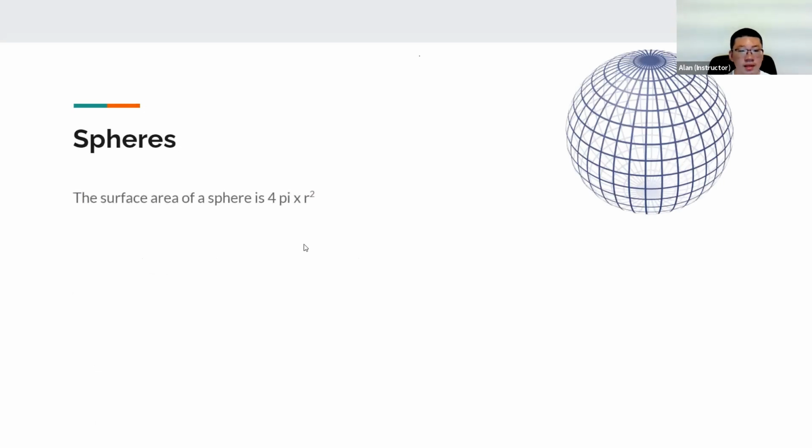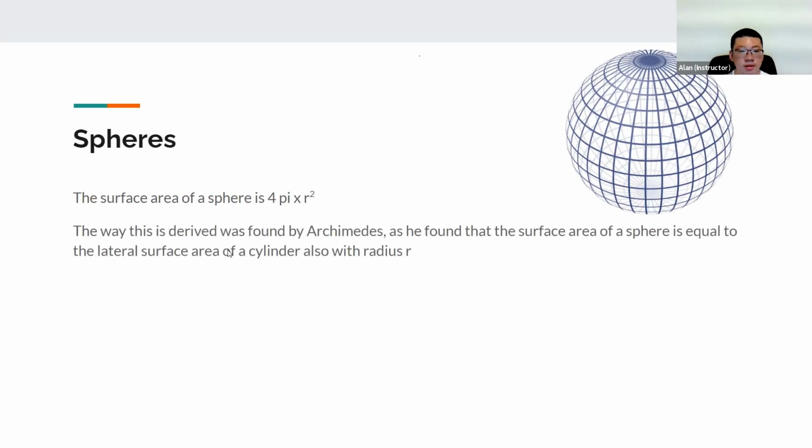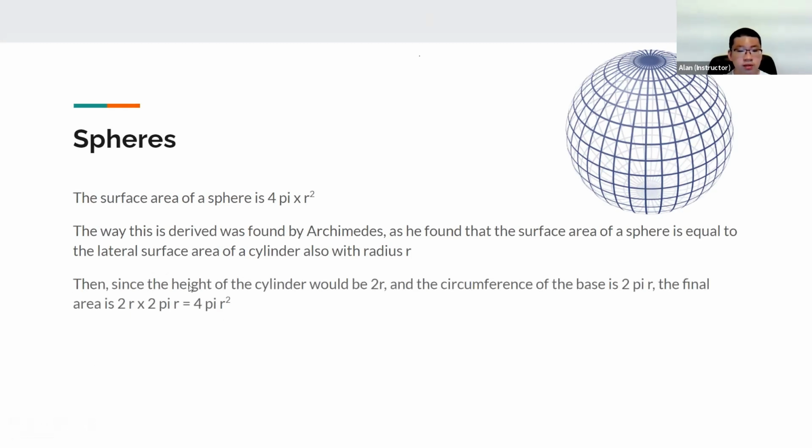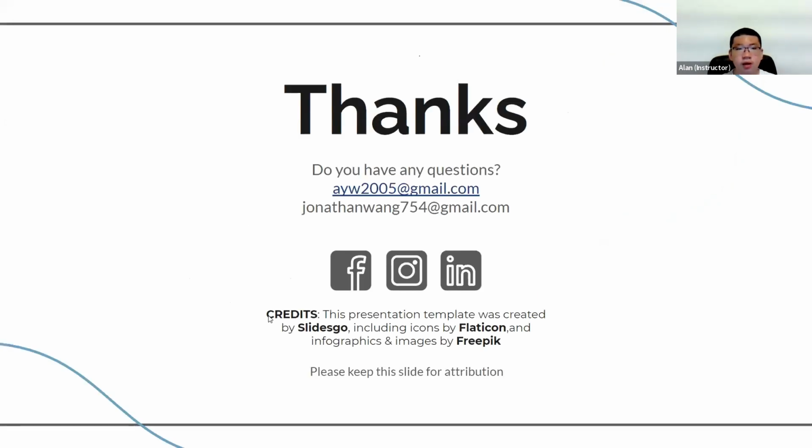And final slide, the surface area of a sphere is 4 pi times r squared. The way to derive this was found by Archimedes, because he found that the surface area of a sphere is equal to the lateral surface area of a cylinder that also has a radius r and a height 2r. So the height of the cylinder would be 2r, and the circumference of the base circle would be 2 pi r, and the area is going to be 2r times 2 pi r, which is 4 pi r squared.